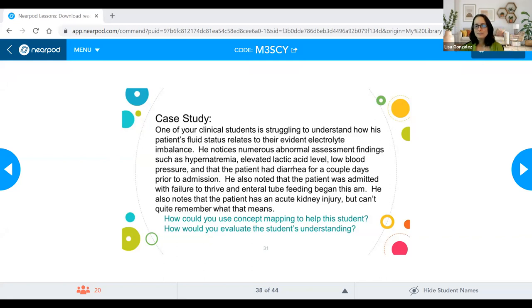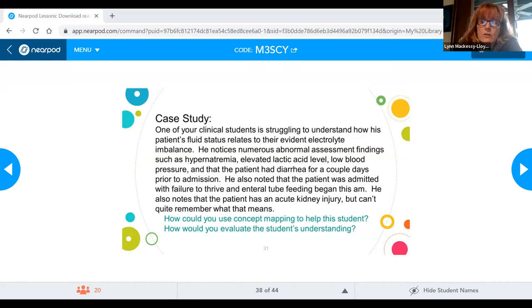Any other thoughts? How about prioritizing? Could they do some prioritizing at that level? Yes. Sure. So they could put their fluid and electrolytes in the middle, some of their assessment findings, and then they could add some of their interventions, or that could be a conversation if you guys wanted to say, okay, now that we have this, what ideas do you guys have for interventions?